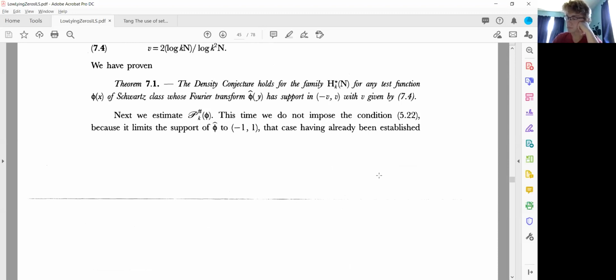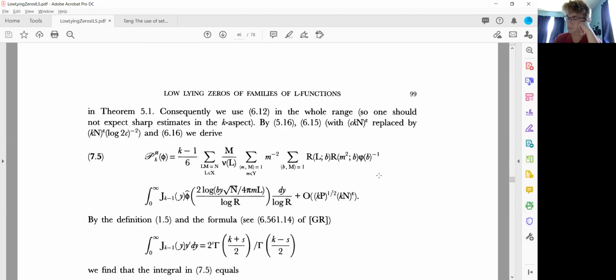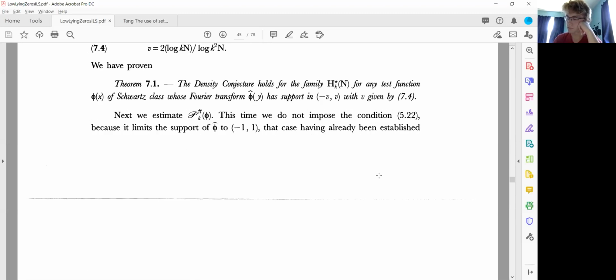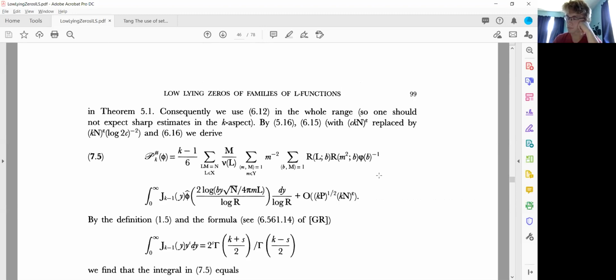So now we want to deal with pk sharp. This is going to be the hard term, and this is the term that will contribute if the support is greater than -1, 1. So now we have equation 7.5, and this is a sum over all L and M.